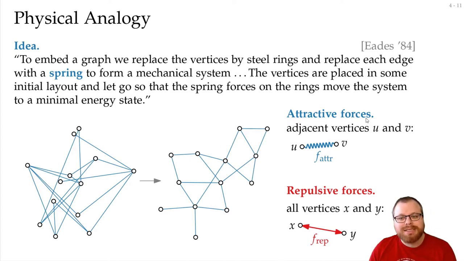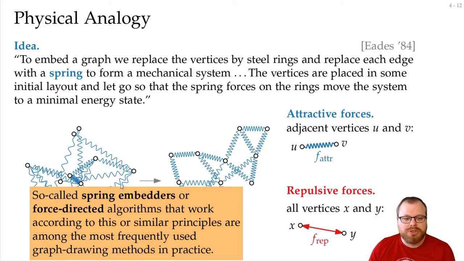And with just these two different types of forces, you can create a bunch of different algorithms. You just have to define what is my attractive force and what is my repulsive force, and then you get a different algorithm. You might even add additional forces to that, but that's not something that we want to do today. And these algorithms are so-called spring embedders or force-directed algorithms. And those are among the most frequently used methods in graph drawing in practice. So whenever you get a graph, it's usually a good idea to just throw it into some force-directed algorithm and then see what happens. And if you are careful in choosing these forces, then you can optimize a bunch of different things. Maybe not optimally, but you can get good solutions.